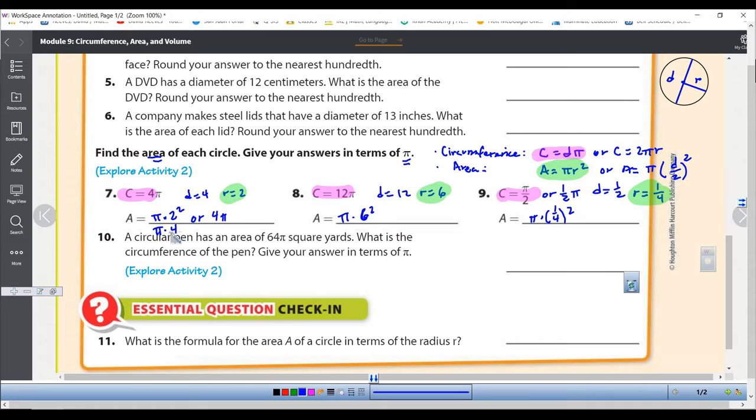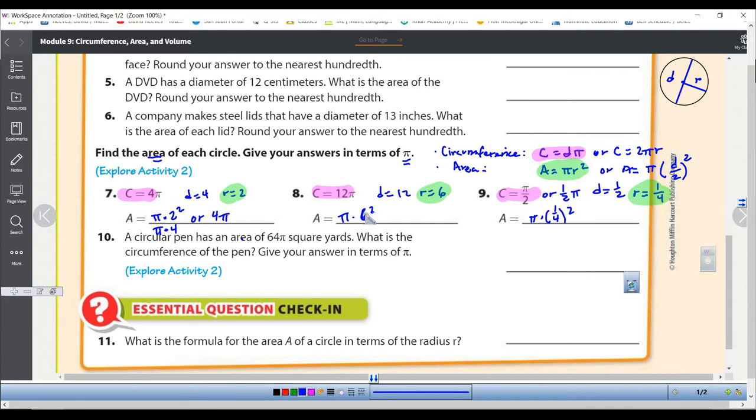If you wrote pi times 4, I would not mark it wrong. That is correct as long as you put the dot there to show multiplication. But if you put the coefficient first, you don't have to put any multiplication symbol. So 4 pi, and they didn't give us any units. Whatever the units were, they would be units squared.